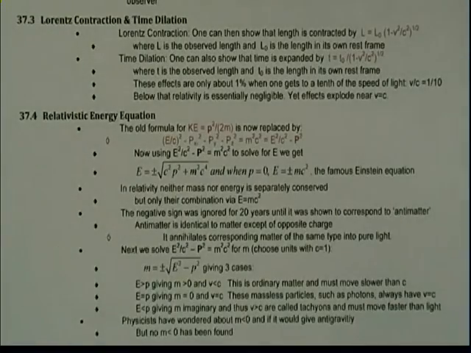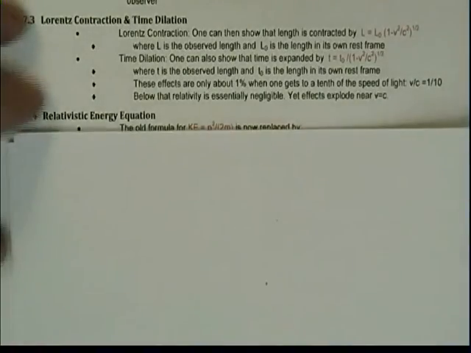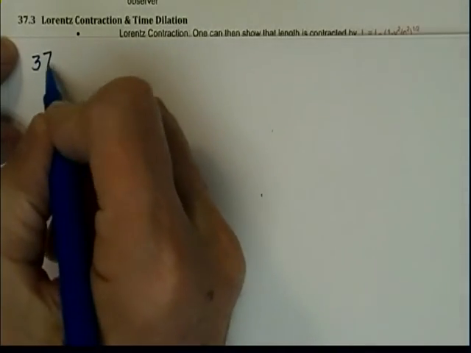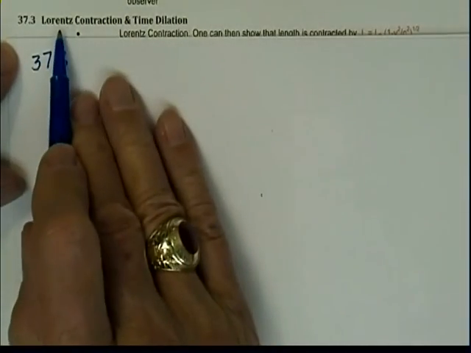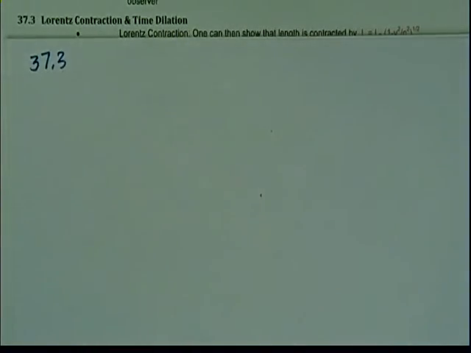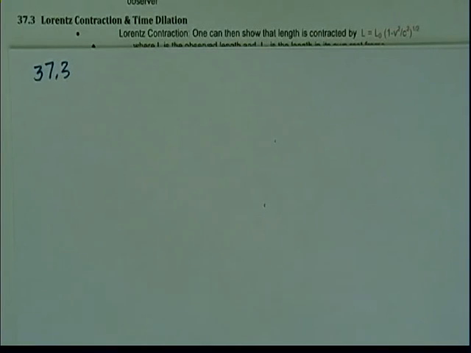Okay, this next section, continuing our work in Chapter 37, is on 37.3, where we discuss Lorentz contraction and time dilation. The first of these is Lorentz contraction.